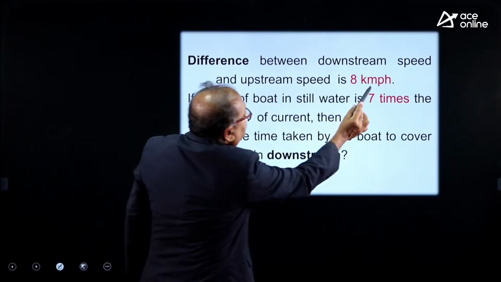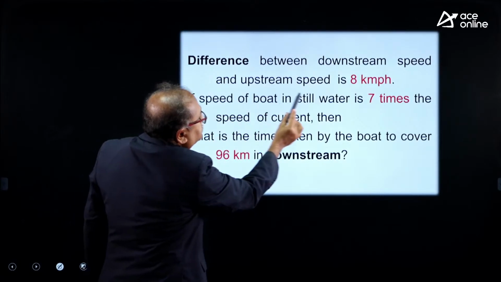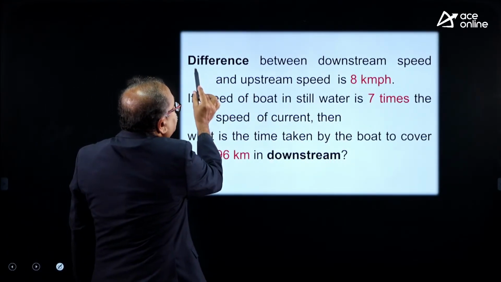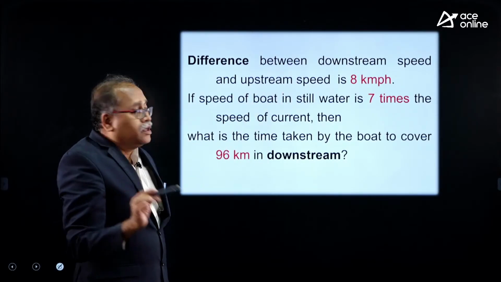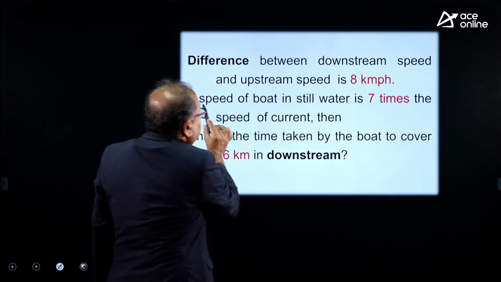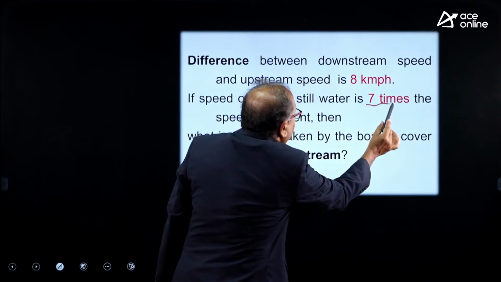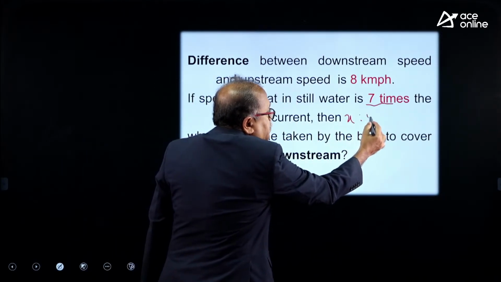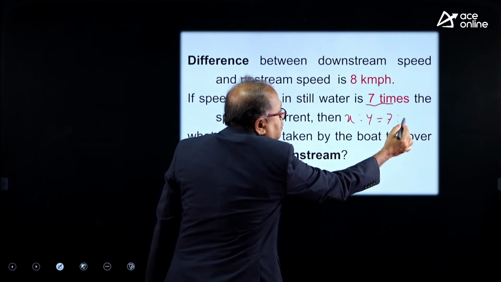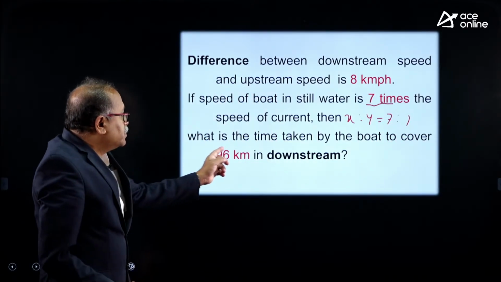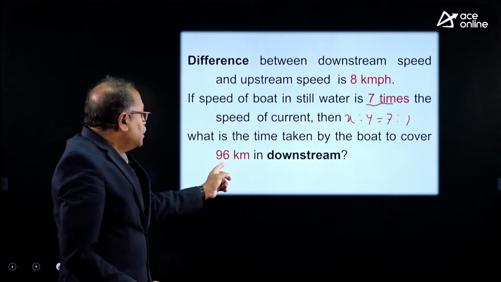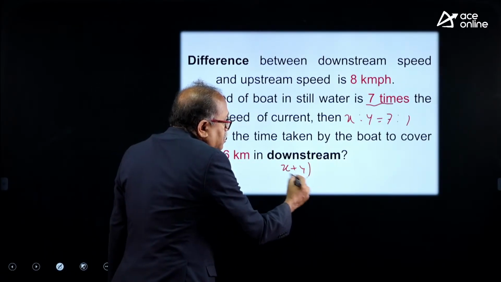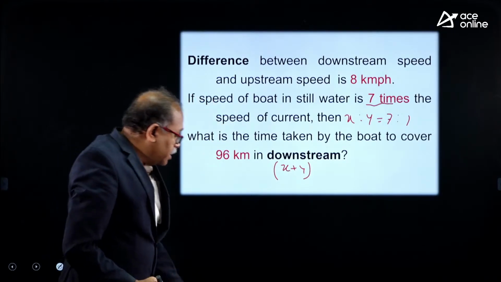The difference between the downstream speed and upstream speed is 8 kilometers per hour. Okay. Difference between downstream and upstream speed. It is a good question, my dear friends. The speed of the boat in still water is 7 times the speed of the current. That means the speed of the boat x and the speed of the current y is 7:1, which is given to us. So, what is the time taken by the boat to cover 90 kilometers downstream? For downstream, I need the x plus y speed. So, how do I get this one?